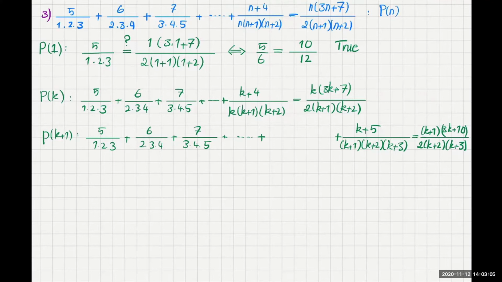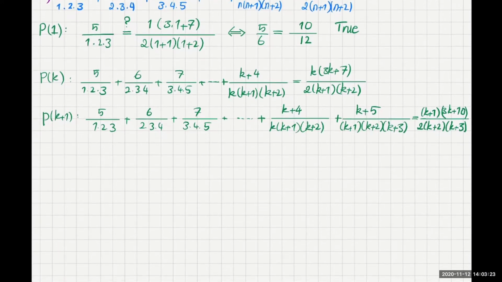And then of course I told you that usually it's always better to write the previous step, but the previous step is just this one. So I just write k plus 4 divided by k plus 1, k plus 2. Okay, so this is again assumed to be true. But this is what we want to show.